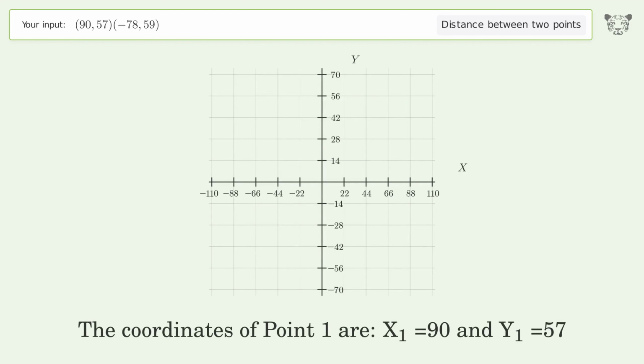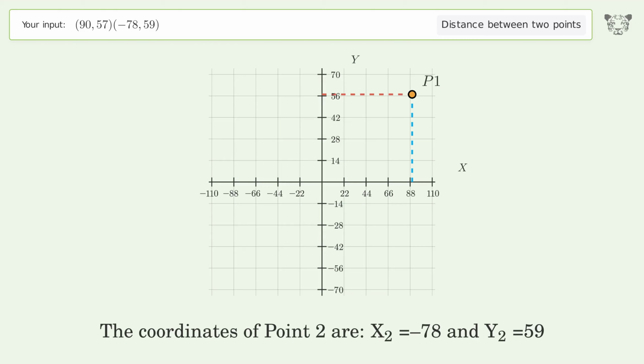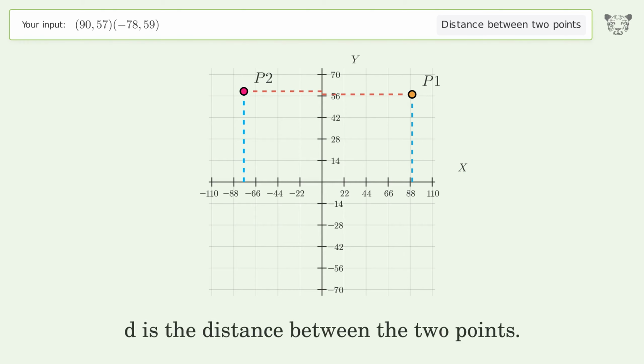The coordinates of point 1 are x1 equals 90 and y1 equals 57. The coordinates of point 2 are x2 equals negative 78 and y2 equals 59. D is the distance between the 2 points.